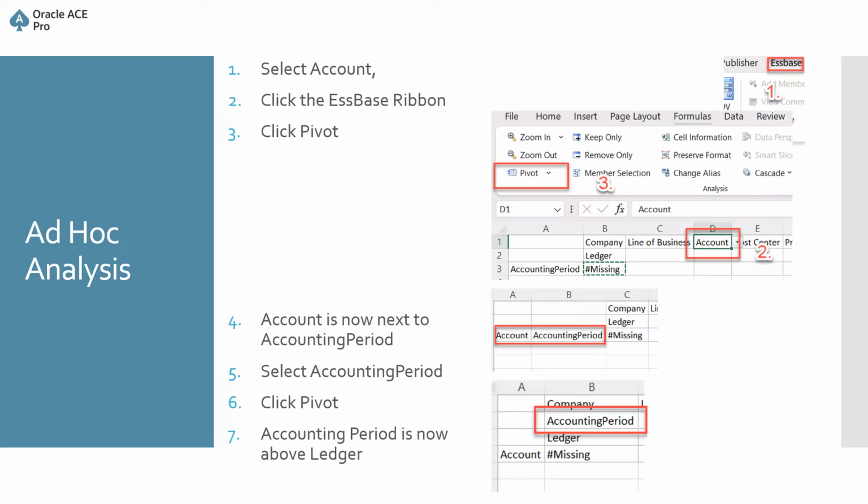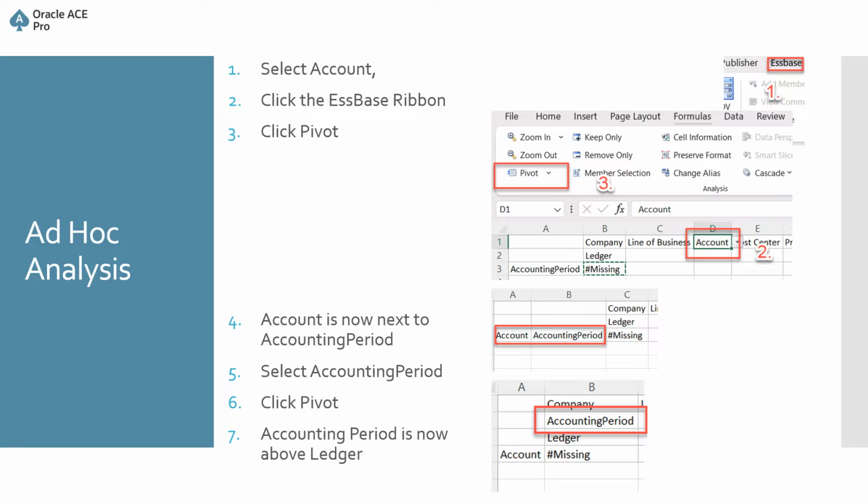So what I will usually do when I start my ad hoc analysis, I will click on the account. Account is a required segment in your chart of accounts. You have to have a natural account segment. It is typically called account. I will click on the Essbase ribbon, and then I will click on pivot. And what that will do is move the account out to the rows in my analysis. So you can see how it looks on the screen.